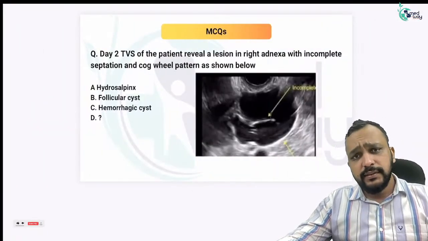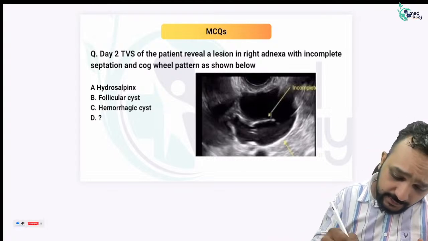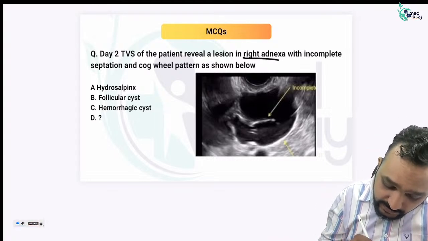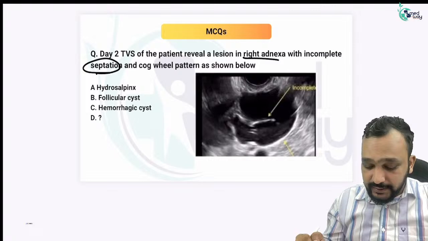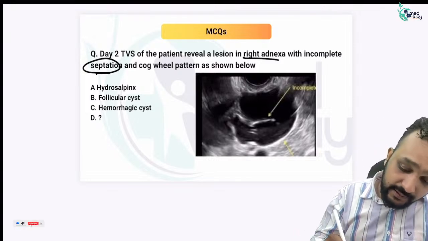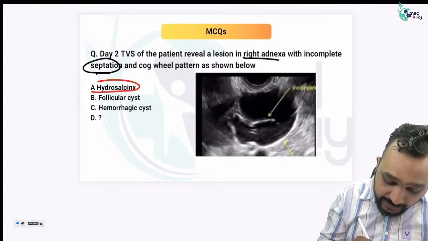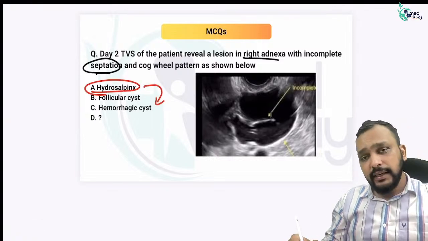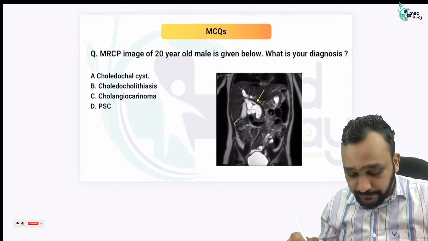So another question, a cystic lesion of the right adnexa with incomplete septations. Okay, so this incomplete septations with a cystic lesion in the adnexa, this is characteristic of hydrosalpinx, right?